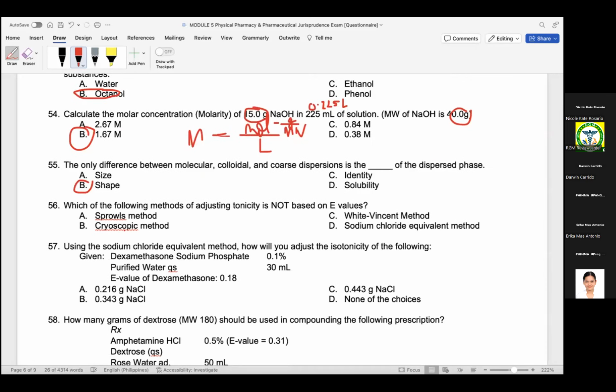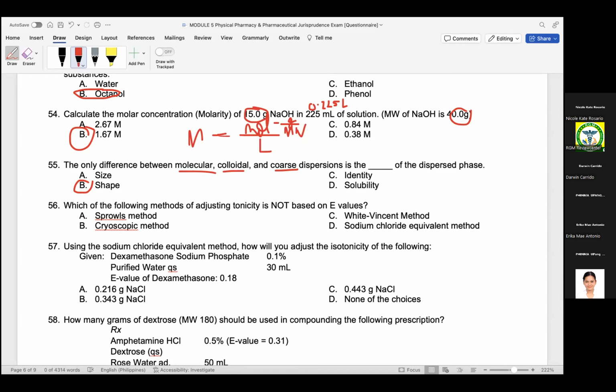Ang pinakamaliit ay molecule. Susunod ang colloidal, and then mas malaki yung mga particle size ng mga coarse dispersion system. Molecular dispersion system is also known as true solutions. Okay? Pag 1 to 1,000 nanometers, it's colloidal. Pag greater than 1,000, it's coarse.